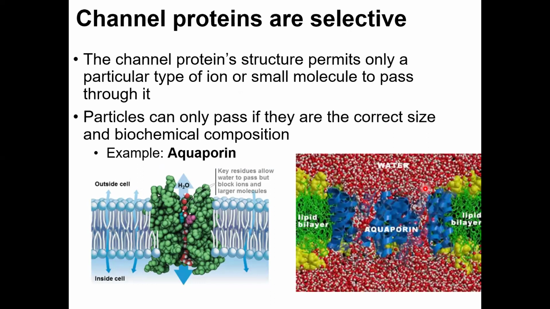Now, these channel proteins can be very selective. The structure itself permits only a particular type of ion or small molecule to pass through it, and certain particles can only pass if they're the correct size. For example, aquaporin is like a pore for water molecules to go in and out. It's one of my favorite channel proteins. They let water in and out without any issues, but it has to be the water molecule that goes through the aquaporin, or it cannot let others pass through.